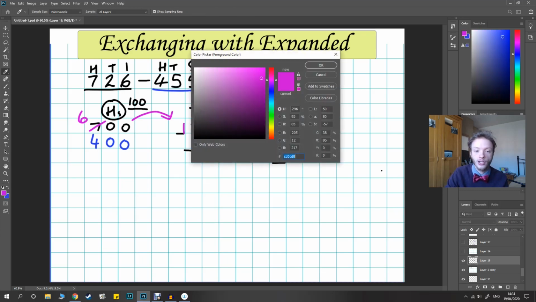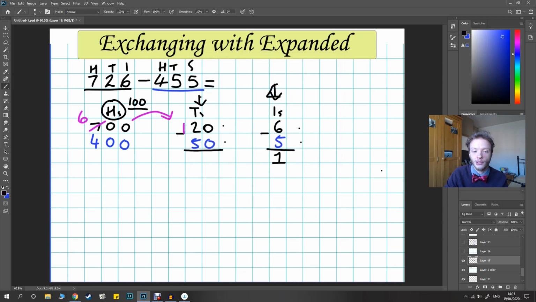If I've got 120, take away 50, that's now definitely big enough to do. Using my number bonds, I know 50 is made up of 20 and 30, so take away 20 from 120 is 100, take away 30 is 70. Job done. Into my hundreds column, I've got 600 take away 400, that's fine, I don't have to do any exchanging there, and that's 200. Putting it back together, that's 271, and that's my answer.